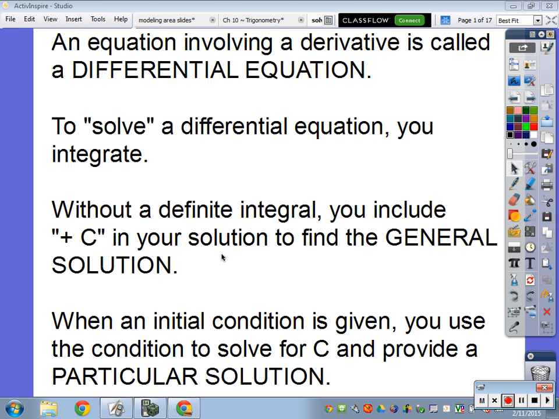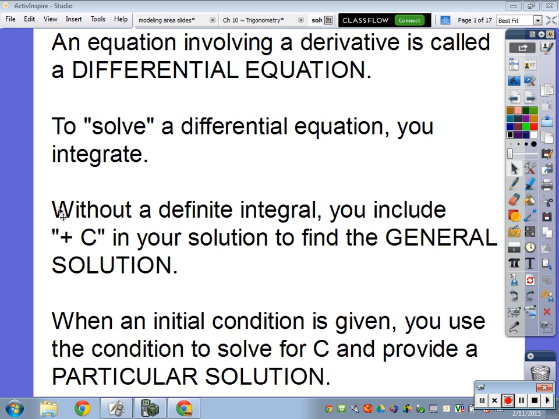So when we're integrating, if we don't have a definite integral, so a closed interval that we're integrating on, you include a plus c in what we'll call your solution. So your antiderivative including a plus c, and this is called the general solution. And then sometimes, depending on the setup of the problem, they'll give you an initial condition. And if that's given, you use that condition to solve for the c value and provide a particular solution.